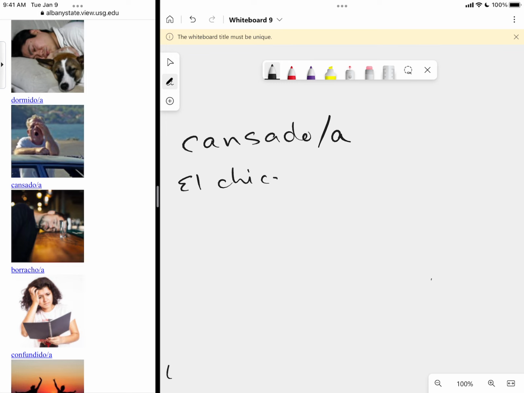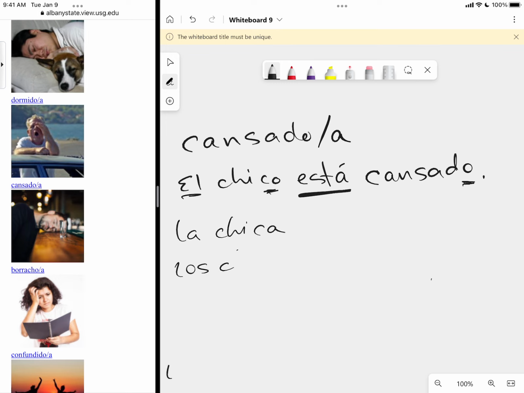El chico está. Notice I'm going to use estar with our conditions and emotions, está, and that's in my video on estar versus ser, if you want to review that. El chico está cansado. Can you change this? My article is masculine singular, my noun is masculine singular, my adjective is masculine singular. Can you change this to la chica? And can you change it for los chicos? And can you change it for las chicas? Let's see what answers you can come up with. Don't forget to change your verb to also be plural. Go ahead and pause the video, come back when you're done.